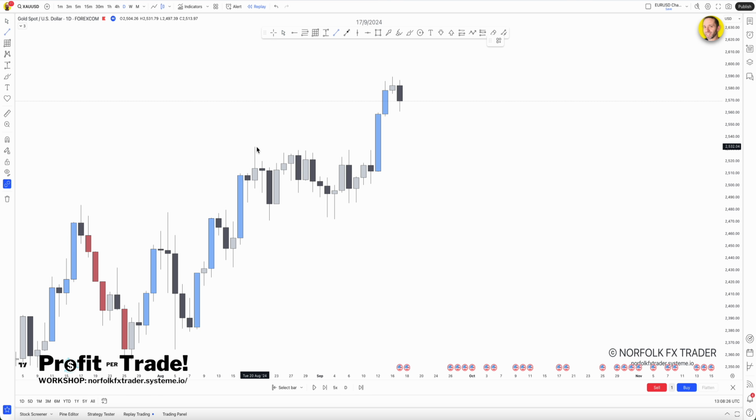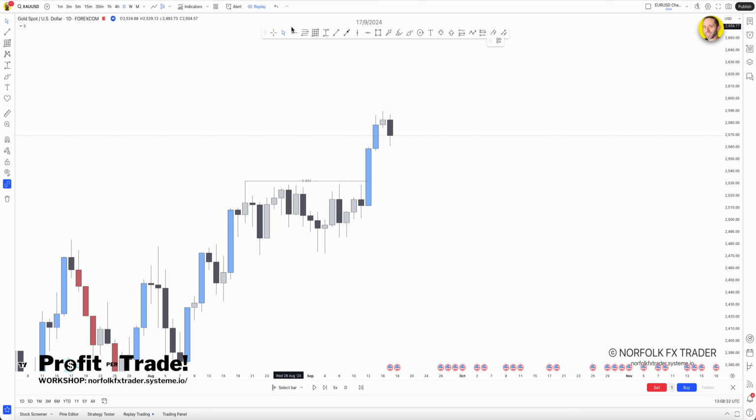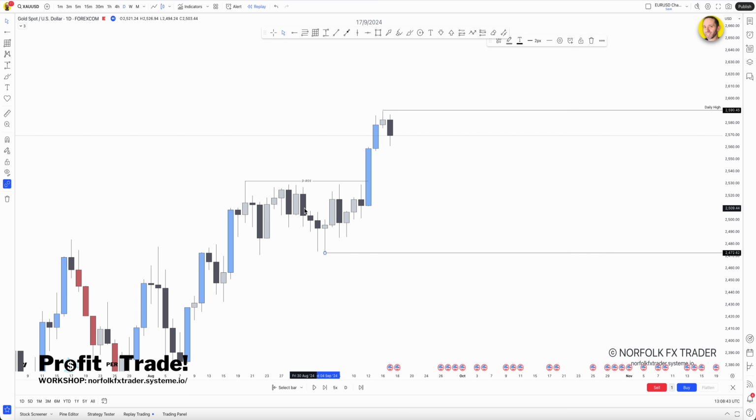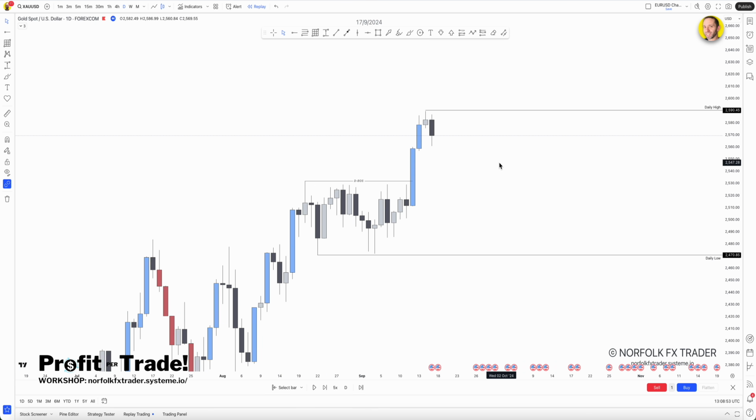So straight away, we can understand this is a valid break of structure on a daily time frame. We then create a valid daily high here. And this is how we'll just track price. We have a valid low on the close down. Where do we have a close down? We have a close down here. So this in fact would be a valid low here. So that's our valid low on the daily time frame.